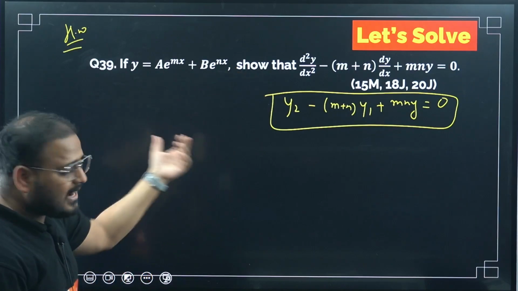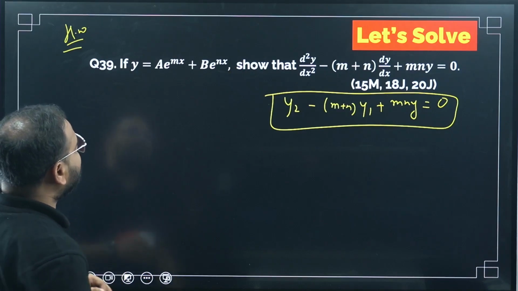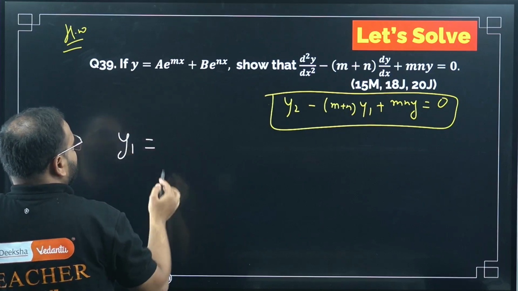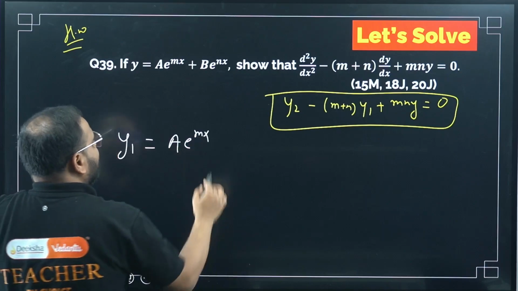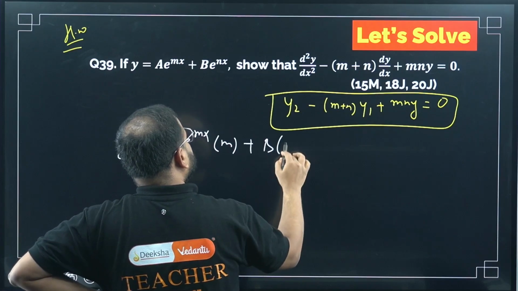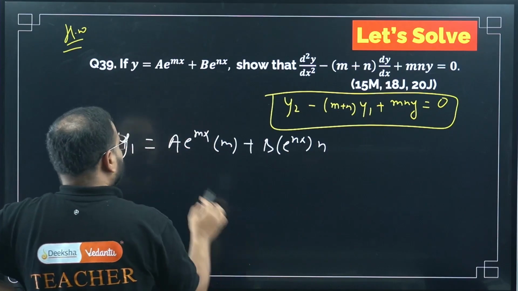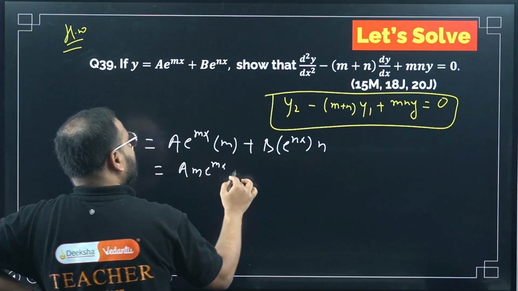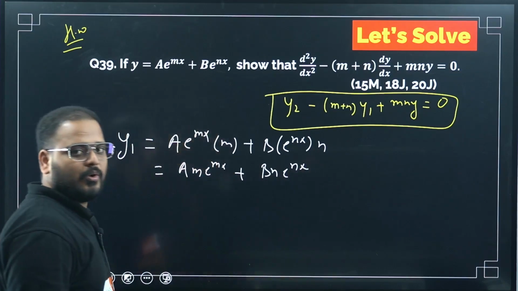Okay, but I'll give you some hint. I'll solve up to some extent. Please check. So I will solve y1 first. Let me solve y1 for you. What will be this y1? y1 will be a as it is, e power mx will be as it is, and then I'll get one small m here. I'll keep b as it is, e power nx will be as it is, I'll get n here. Okay, so what is my simplified version? a m e power mx plus b n e power nx. Yes or no? Yes, sir.